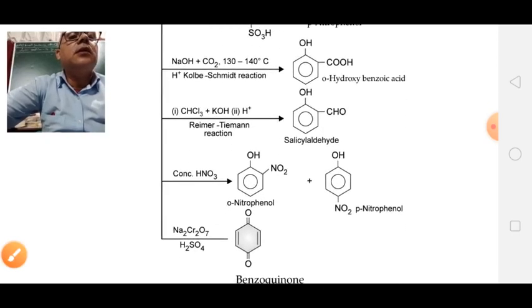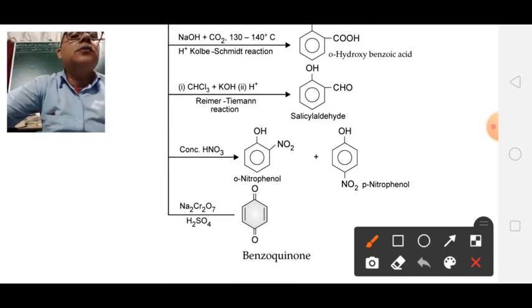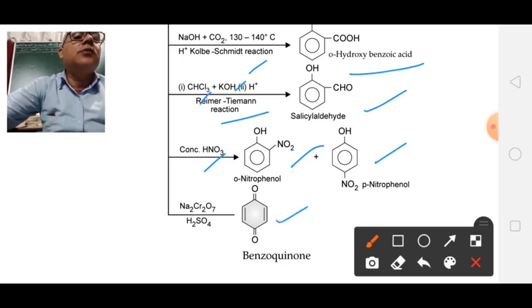And next, NaOH and CO2 at 130 to 140 degree temperature is the Kolbe-Schmidt reaction. It gives the hydroxybenzoic acid. Similarly, with chloroform and KOH, the Reimer-Tiemann reaction gives salicylaldehyde. With concentrated nitric acid it gives ortho and para-nitrophenol, and with dichromate it gives benzoquinone. Okay students, these are all the properties of phenol.